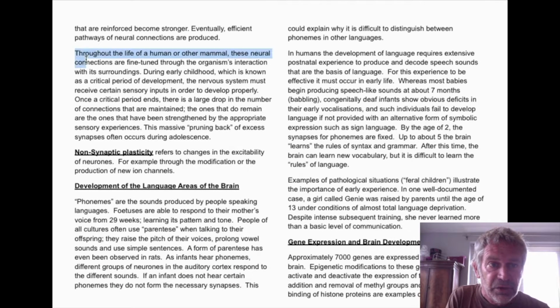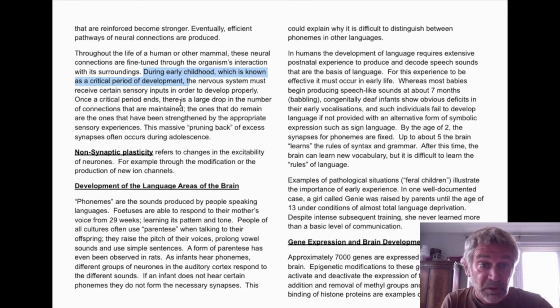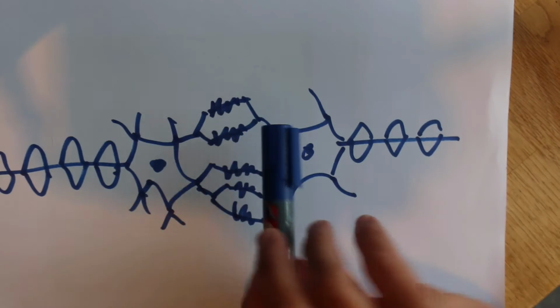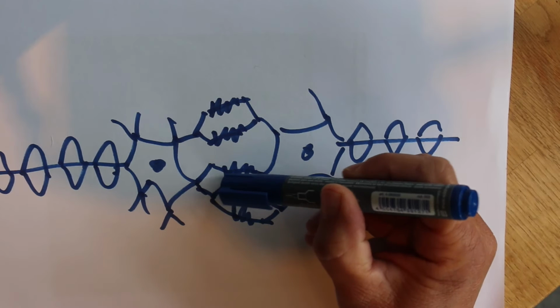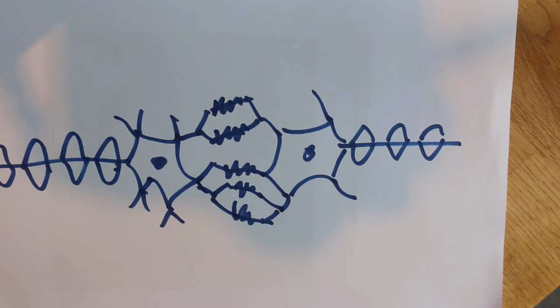Okay, so what do we have here? These are fine-tuned throughout life, but the key thing here is that early childhood is the critical part of development. And if the nervous system doesn't get the information that it needs at this point, then it can never fully develop. Okay, adolescence, which is what you're in at the moment, so you have lots and lots of pruning back going on within adolescence, so only your stronger connections will be used there. Non-synaptic plasticity refers to changes in the number of ion channels on the synapse, which receive the information and send it on to the next neuron.